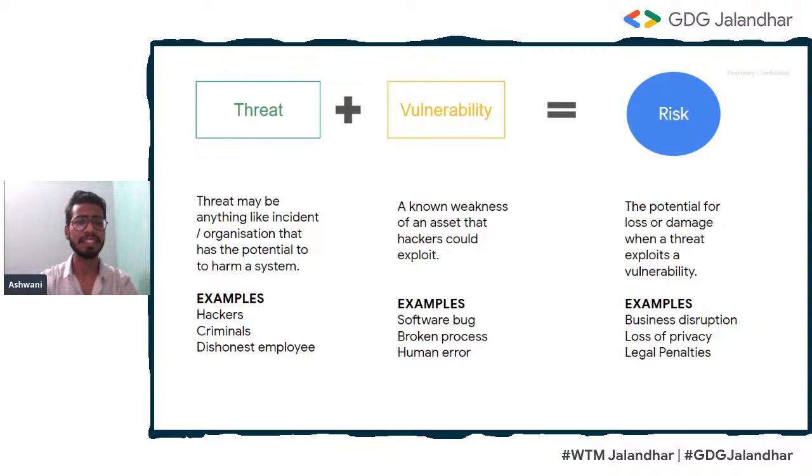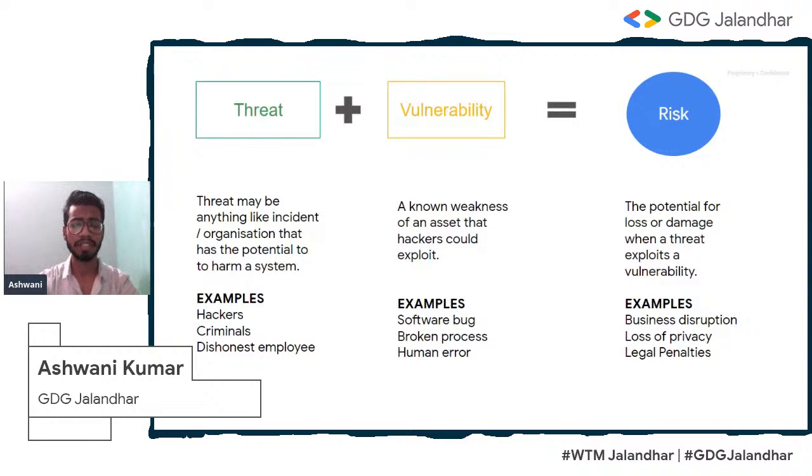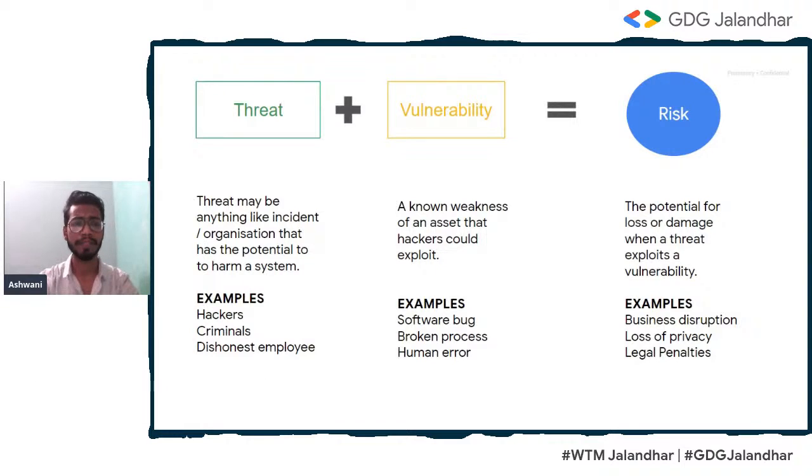assessment part. A threat is some kind of organization, incident, or person that has the potential to harm the system, network, or a web application. For example, hackers, criminals, and dishonest employees can be a threat to the company, because they have the potential to harm your system. Not only a person, but any other organization or group that has the potential to harm your system for any cause is a threat to the company.